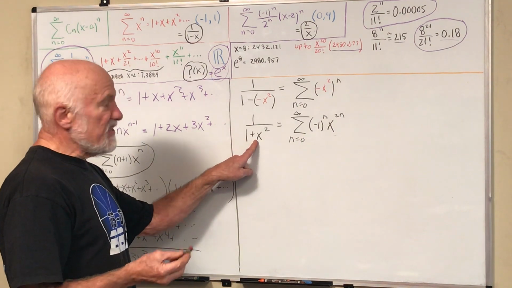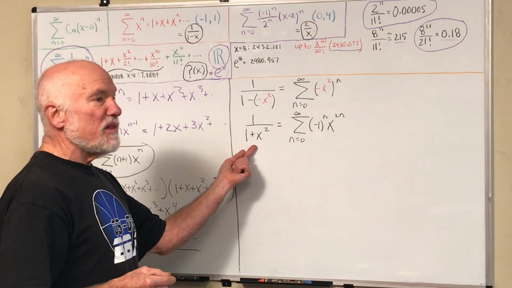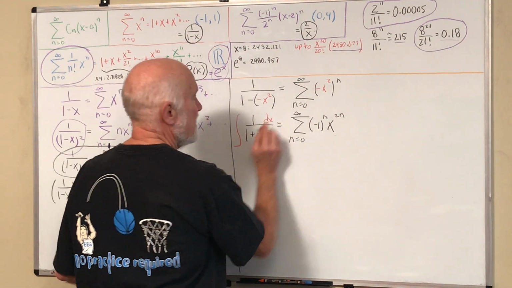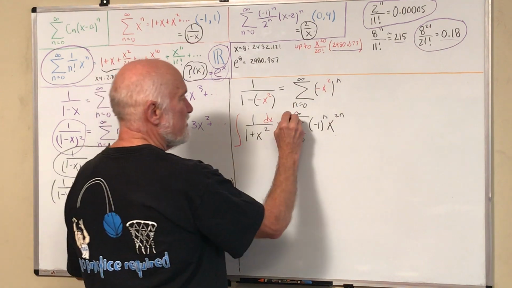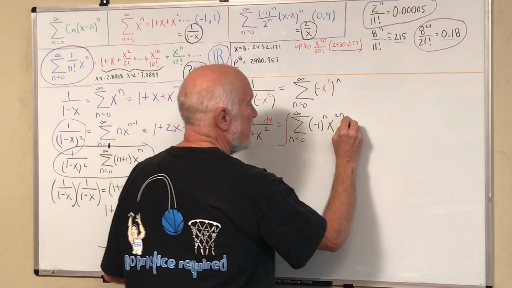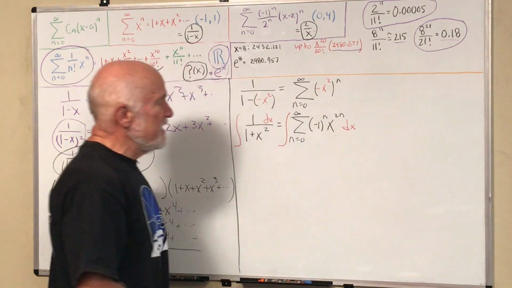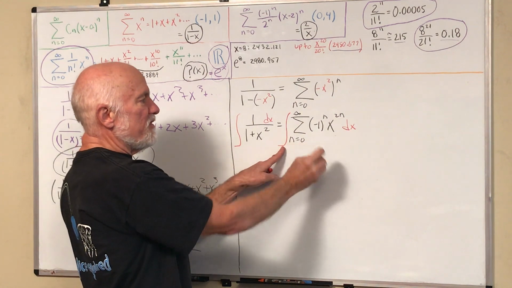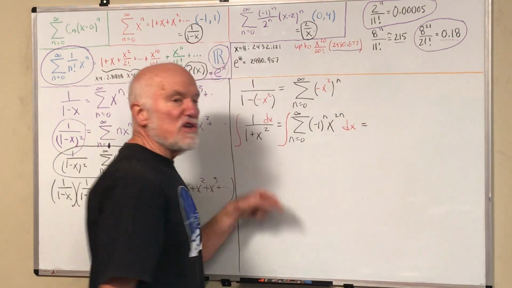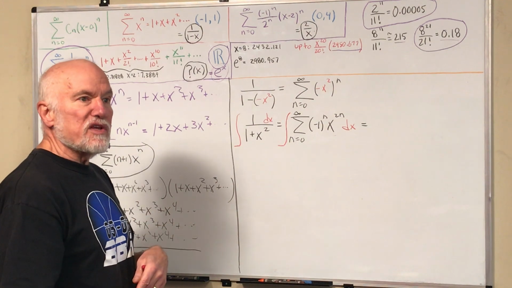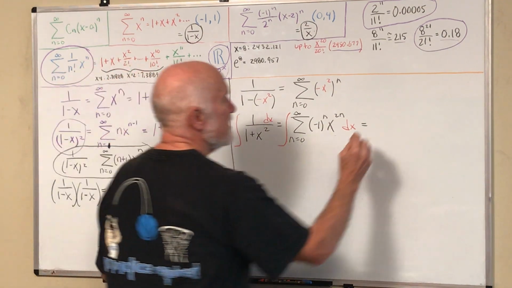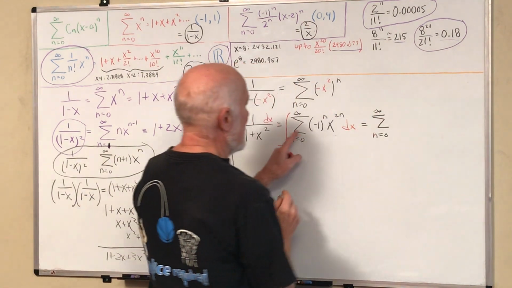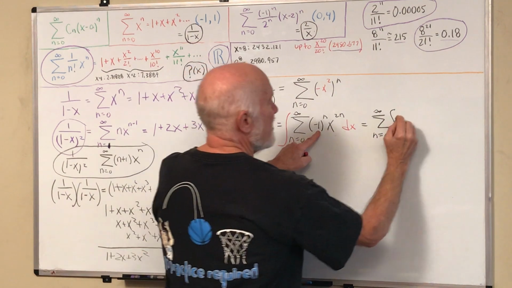And I looked at this and I said, I wonder what I could do to 1 over 1 plus x squared. I bet I could take the antiderivative of it. Well, if I take the antiderivative of this side, I've got to take the antiderivative of this side, and they should be equal to each other. Now, how do I take an antiderivative of a summation? Well, we know with integrals, if you've got a bunch of terms, you can take them one integral at a time. So I could really just bring that integral sign inside here.